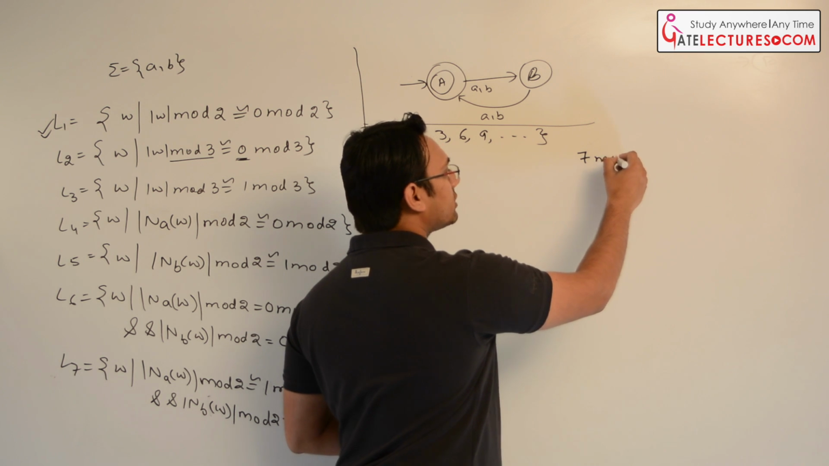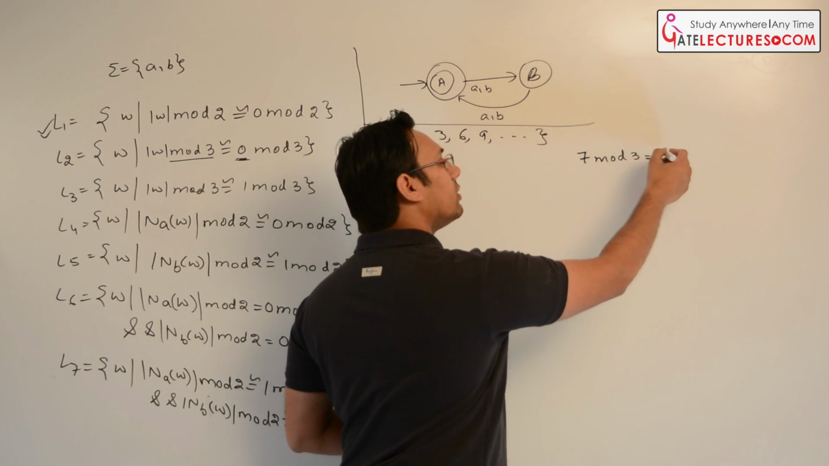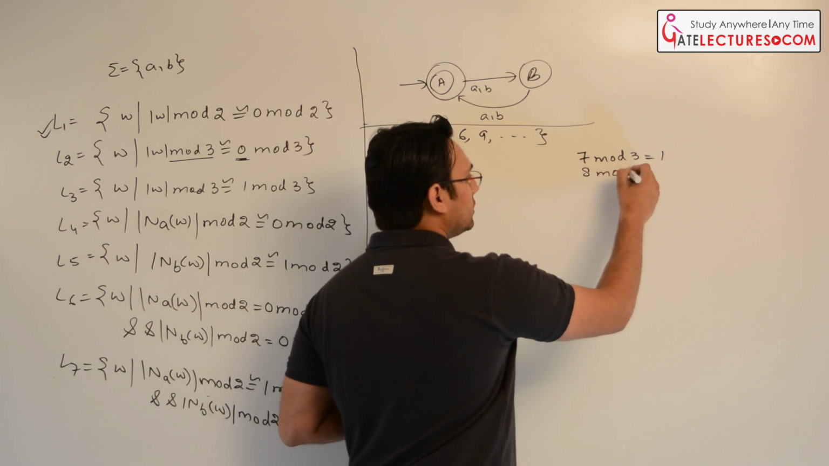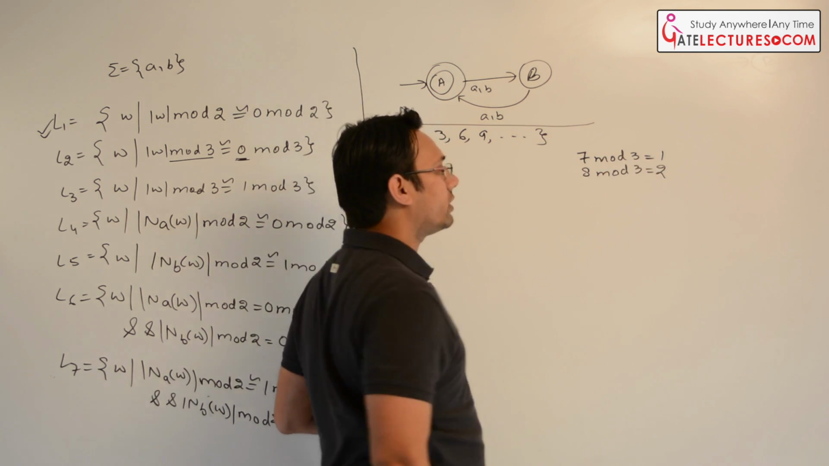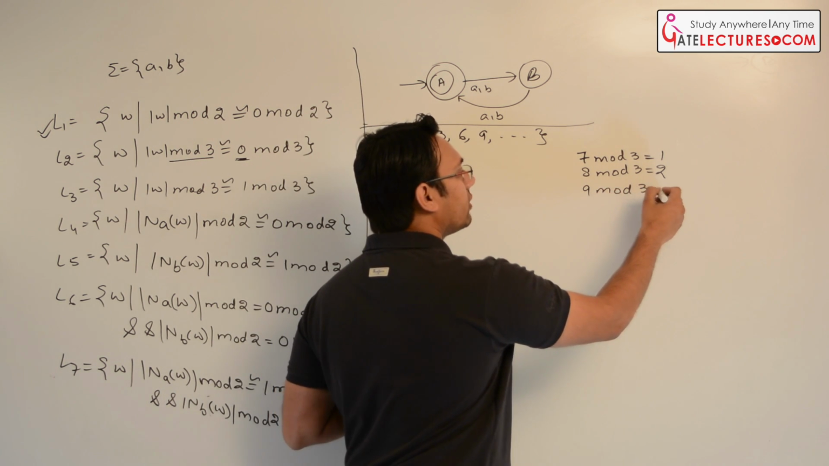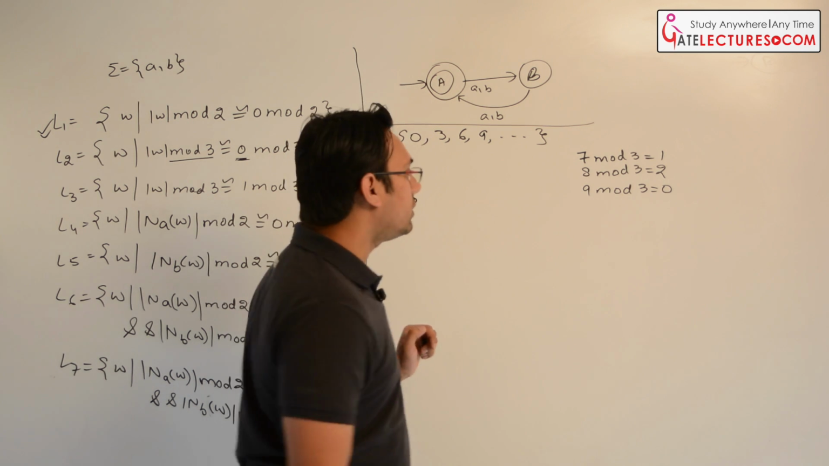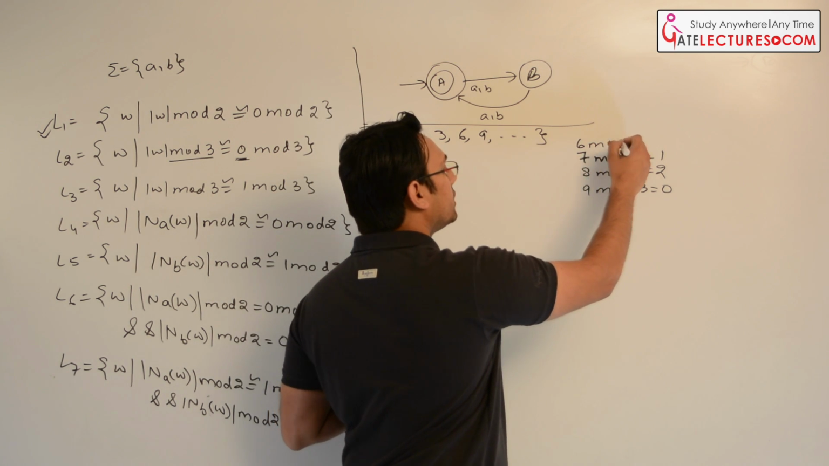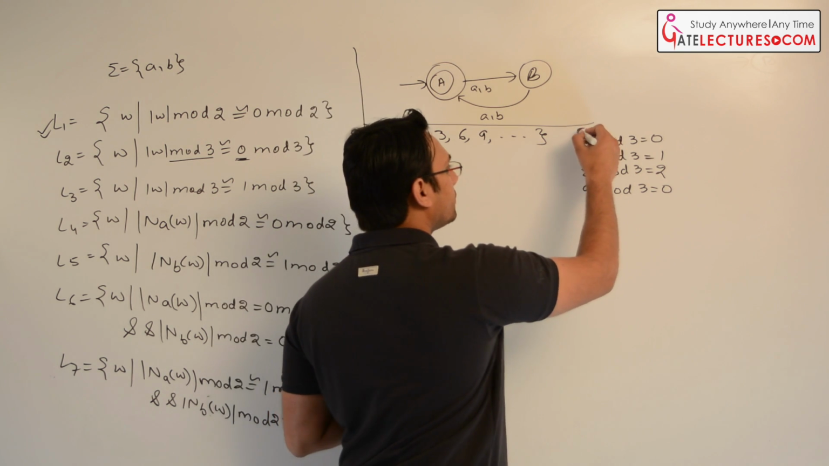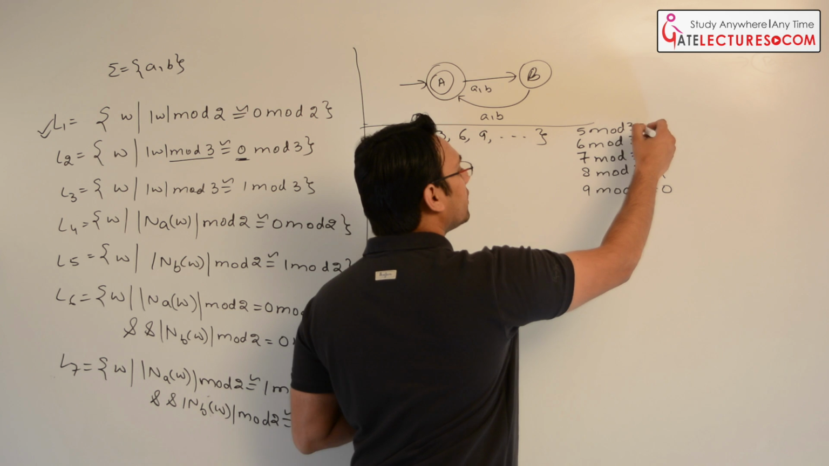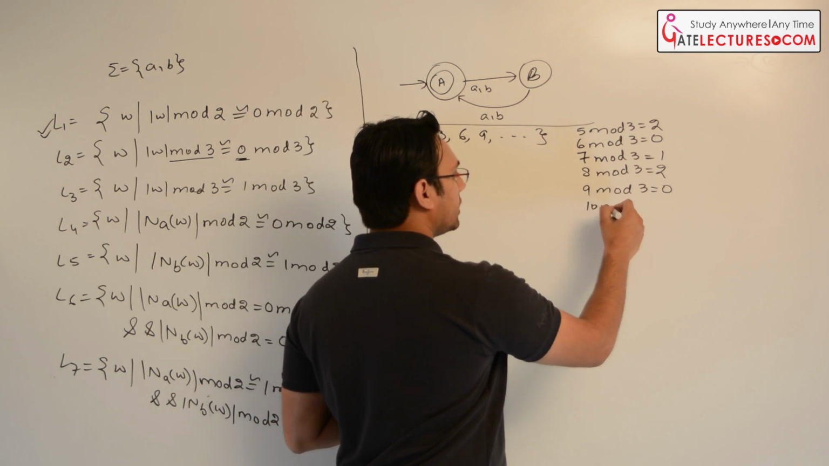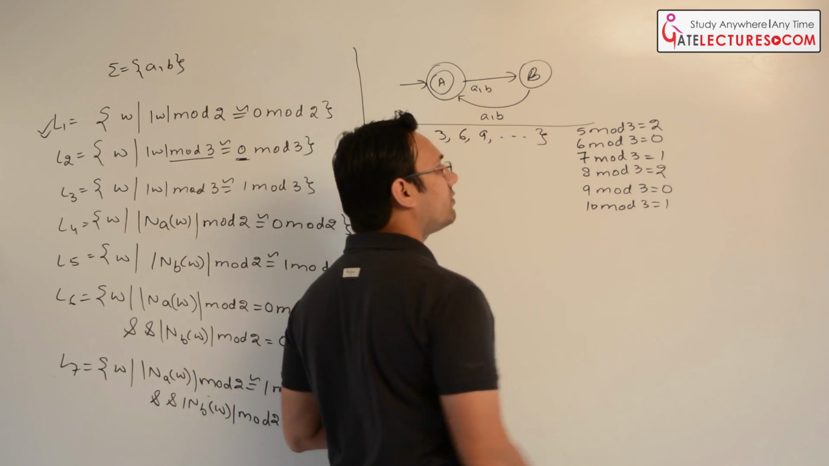If you do 7 mod 3, then the remainder will always be 1. If we do 8 mod 3, then the remainder will always be 2. Right? If we do 9 mod 3, then the remainder will always be 0. If we do 6 mod 3, then the remainder will always be 0. If we do 5 mod 3, then the remainder will always be 2. Right? Again, if we do 10 mod 3, then the remainder will always be 1.